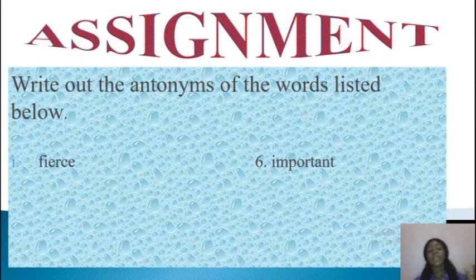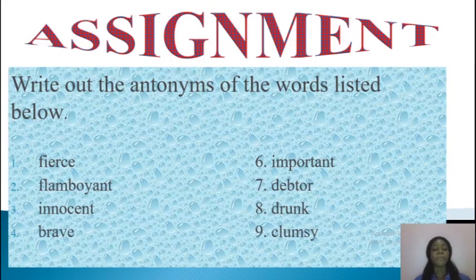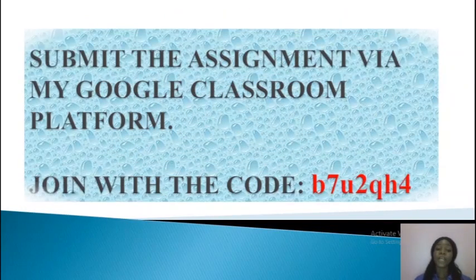Okay, now here is the assignment. Write out the antonyms of the words listed below. We have fierce, important, flamboyant, innocent, brave, crude, debtor, drunk, clumsy, and extravagant. So all I need for you to do is to write out the antonyms of these words. Write them out and submit them via my Google Classroom platform.